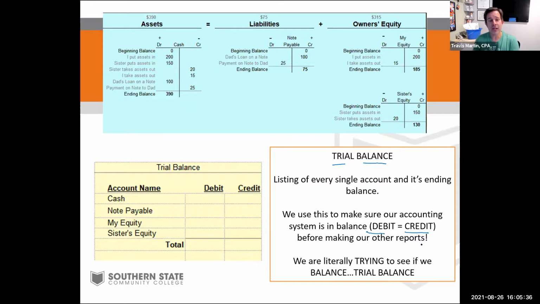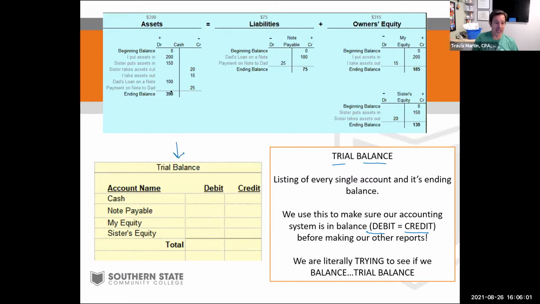And we do that before we make our balance sheet and our other accounting reports, because if the accounting system's not in balance, then we're wasting our time because those statements aren't going to work anyway. So our trial balance is a listing of every single account in the accounting system and what the ending balance is. So I got one set up right here. Trial balance. Here's all my accounts.